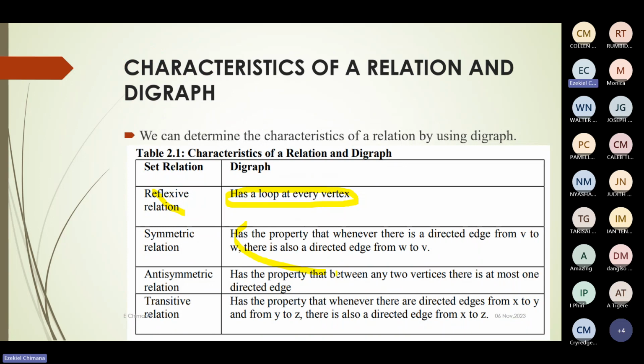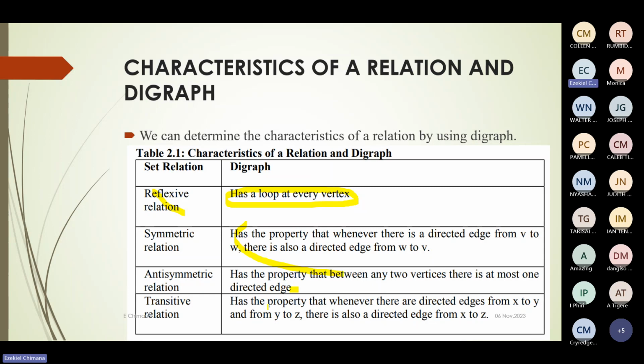And an antisymmetric relation has the property that between any two vertices there is at most one directed edge.